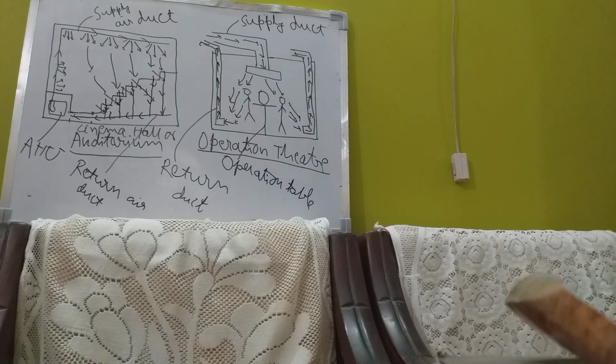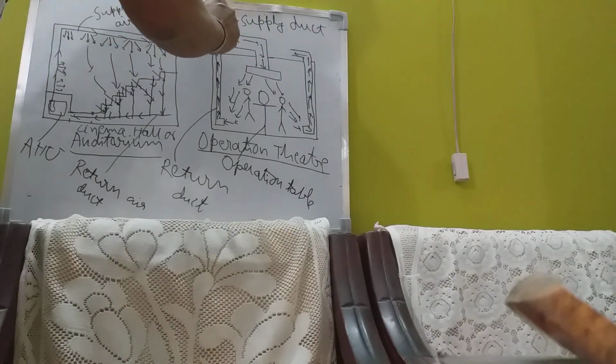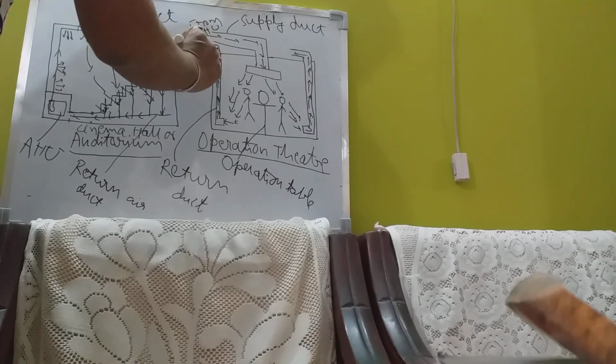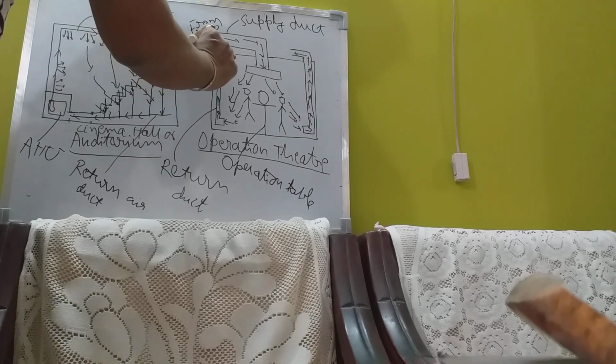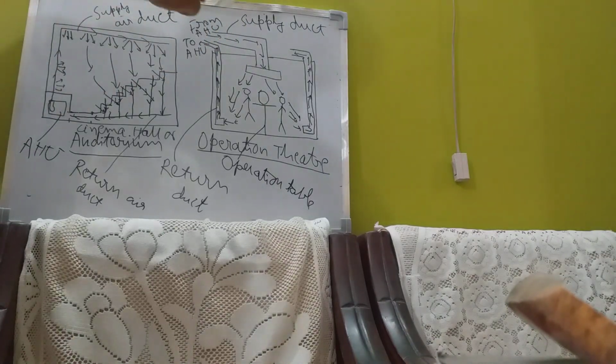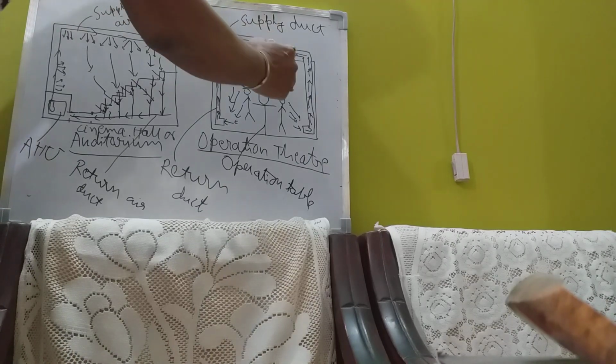Now in case of operation theatre, we have a supply air ducting system. This is the supply air ducting coming from the AHU. And this return air is going to the AHU. Don't be confused between these two. This is supply air. I have shown the direction of air. This is the direction of air. So this supply air, here is the pendant.